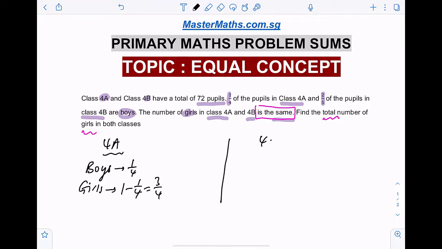Do the same thing for Class 4B. Boys will take up 2/5. Girls will take up 1 minus 2/5, which will be 3/5.